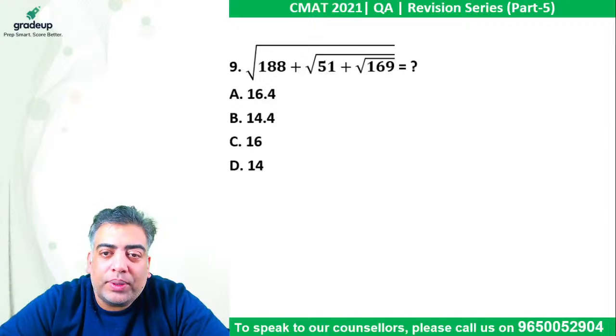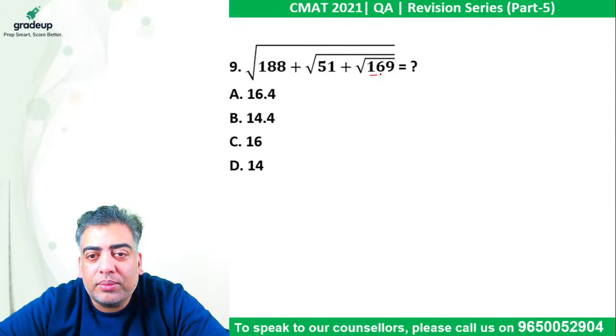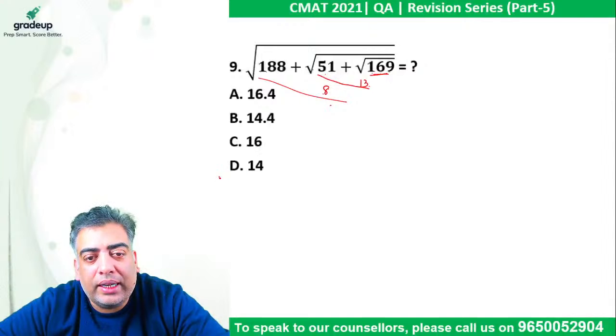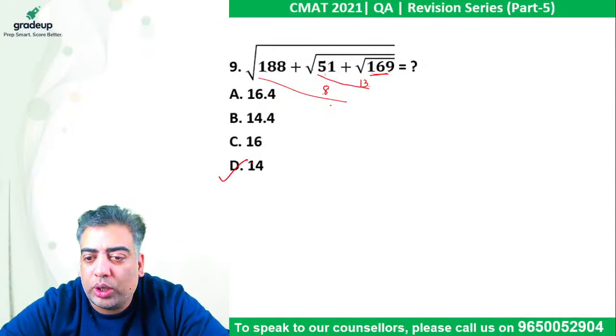So here we have to simplify this. So we will start from the innermost square root. So square root of 169 is 13. 51 plus 13 is 64. Square root of 64 is 8. 188 plus 8 is 196. Square root of 196 is 14. So correct answer option is D.